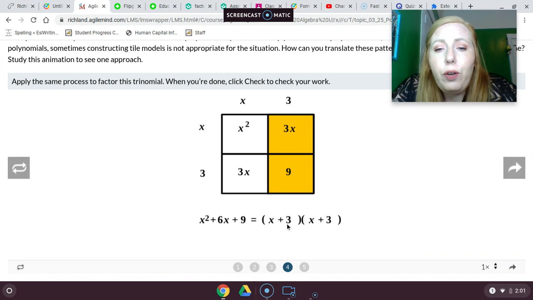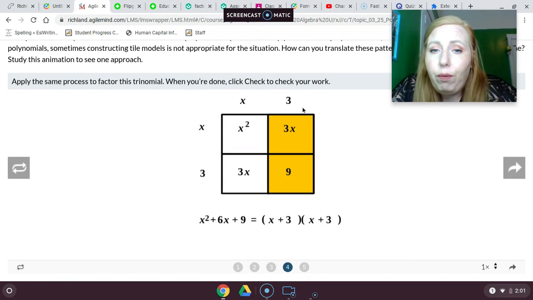All right, and so maybe you're wondering, how did they know they were pluses? Well, we factored out a positive 3. If we were going to factor out a negative 3, then that would change them to subtraction.